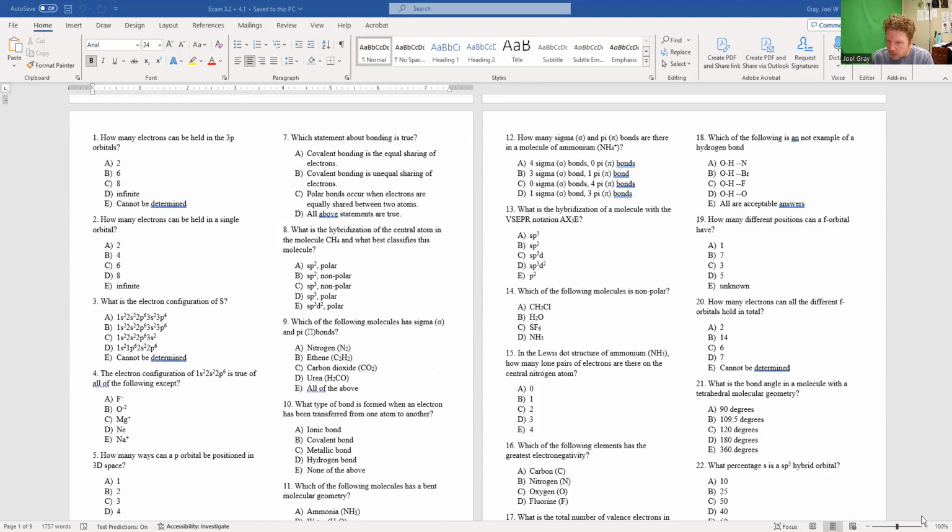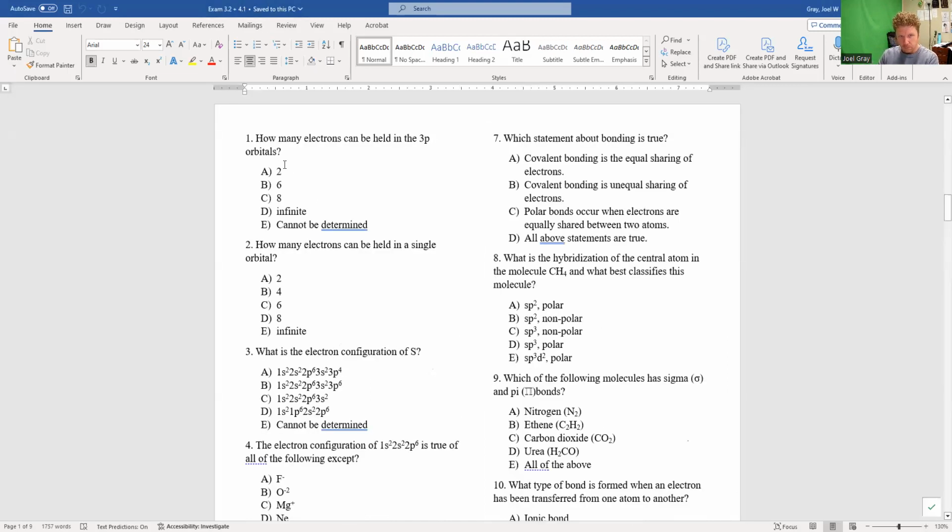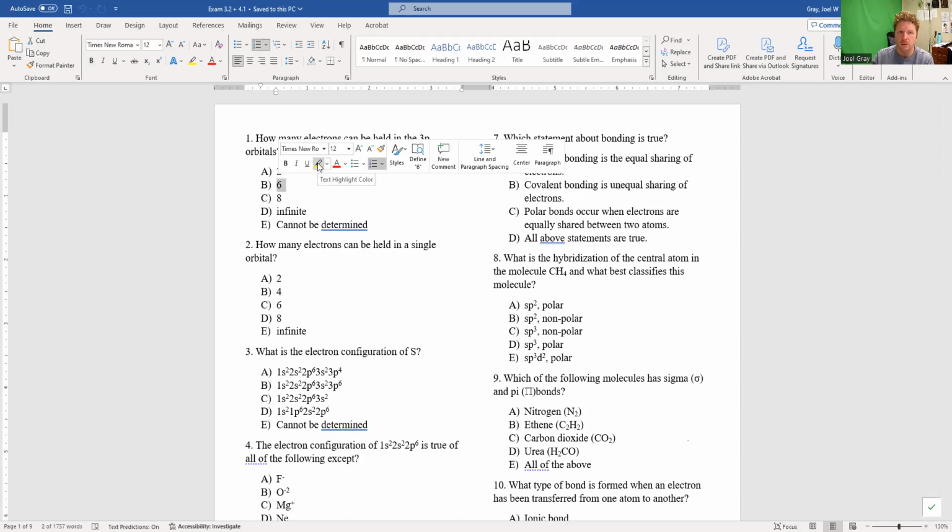And so I'll zoom in just a second. I'm just going to highlight the answers and go from there. So the first question is, how many electrons can be held in the 3p orbitals? Okay, so the 3p orbitals are those bow tie shaped orbitals about the x, y, and z planes. There's a total of 3 of them, and each orbital can hold 2 electrons. So the correct answer for this is 6, B.